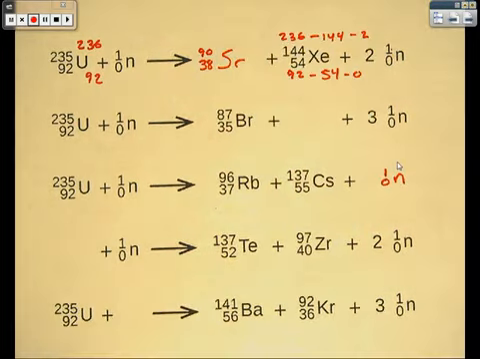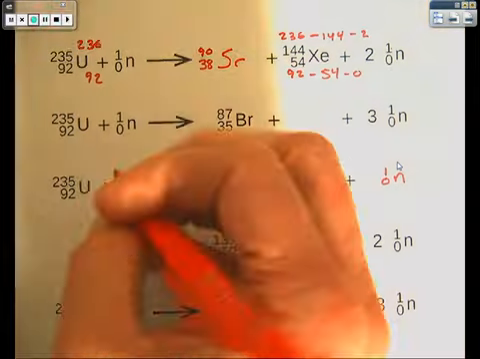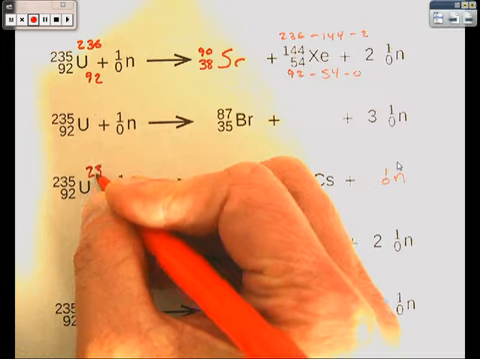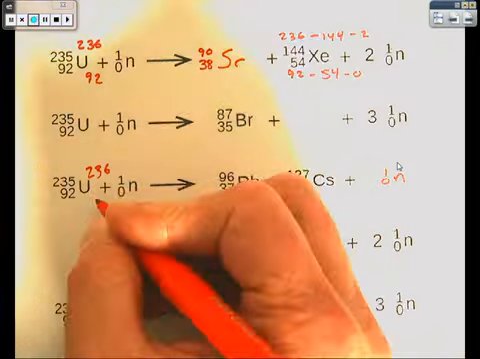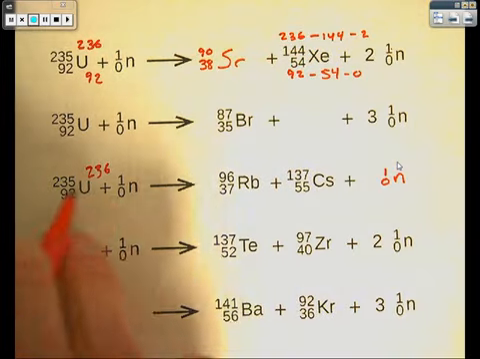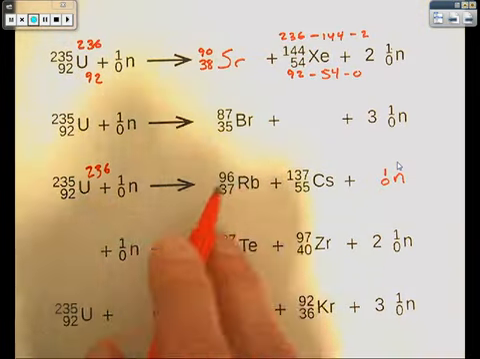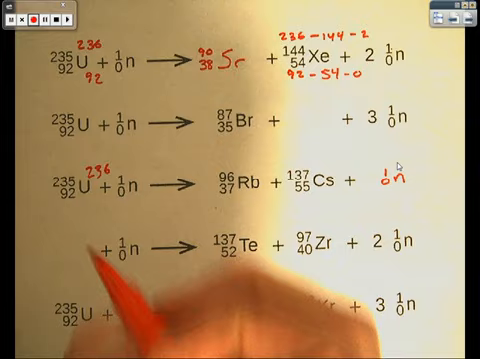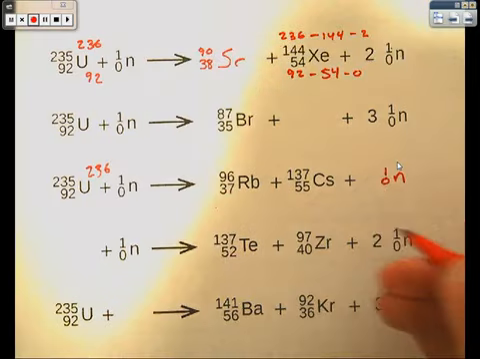And we're going to do it the same way we did the first one. We're going to total up what we have over here on the starting side. It's 236 for our mass. We're not really concerned about atomic number this time. We have a total of 92 over here. We already have a total of 92 over on our product side. So all we're concerned with is really the mass. We have 236. We need 236 on this side.